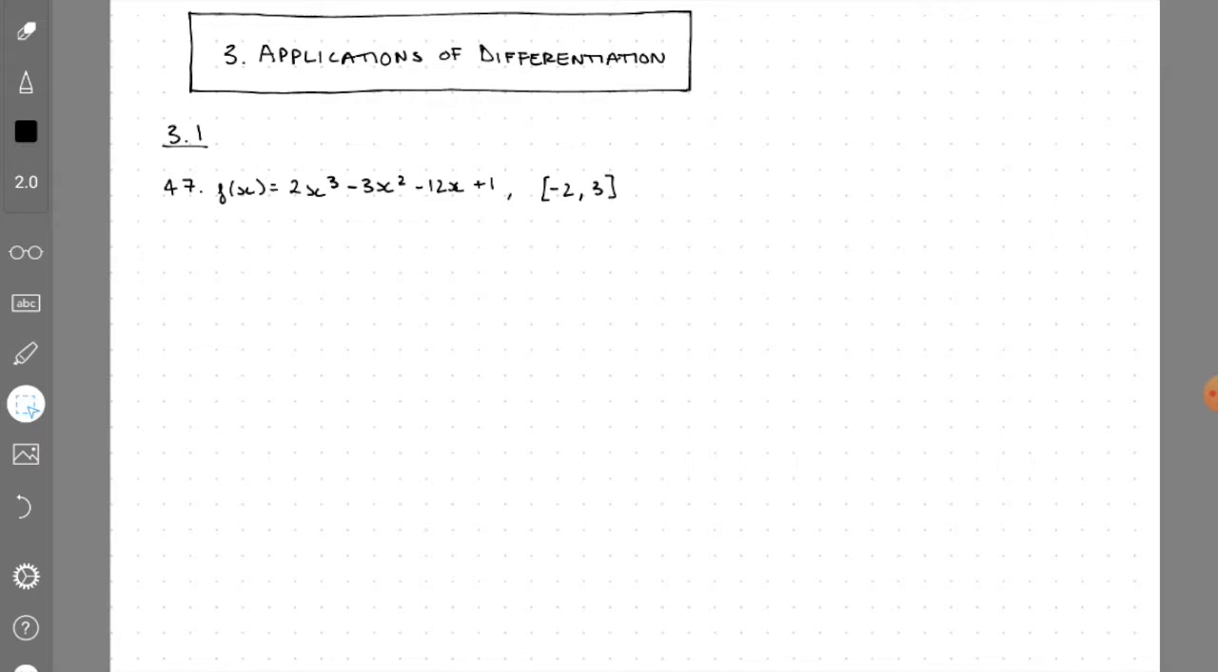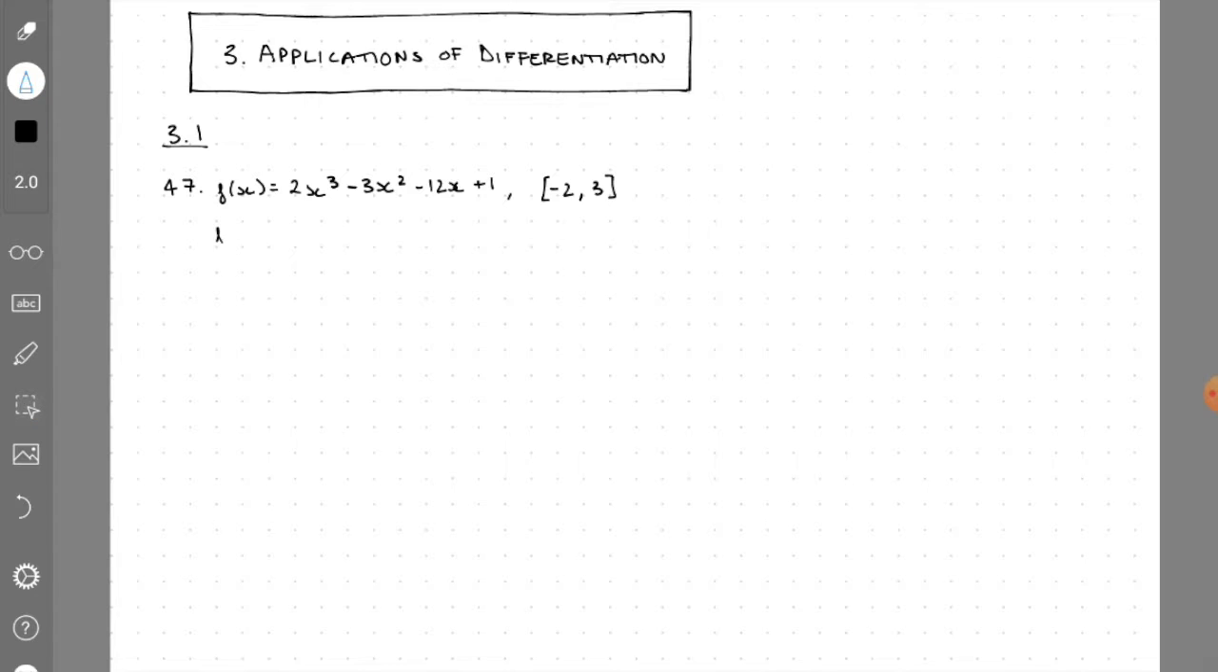Okay, well, first, understand what this means. We have a function, we have a domain, right? We're looking at x's from -2 to 3, and we want to see what the absolute max and absolute min are, right? Inside this domain. That's important. Okay, so first thing we do is take the derivative.